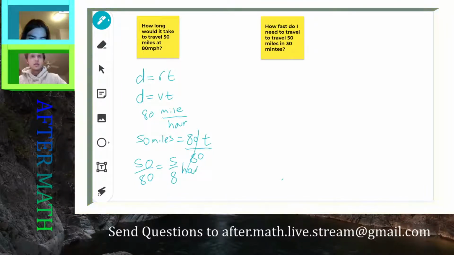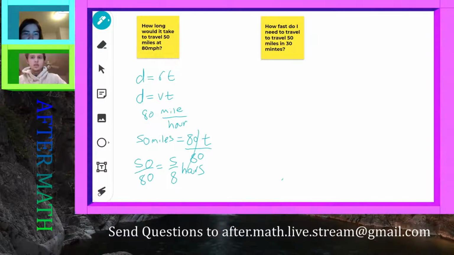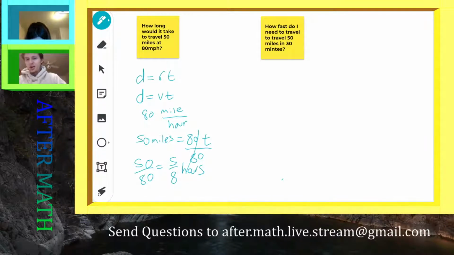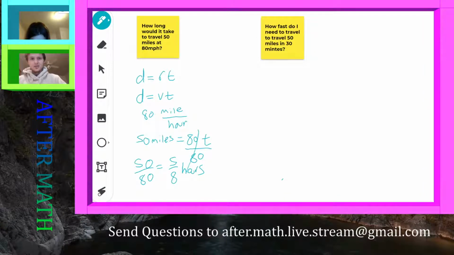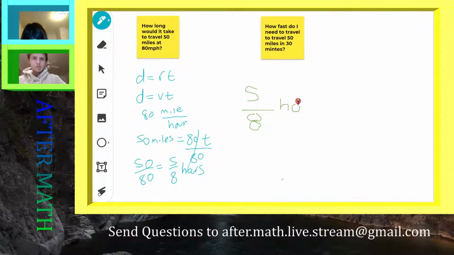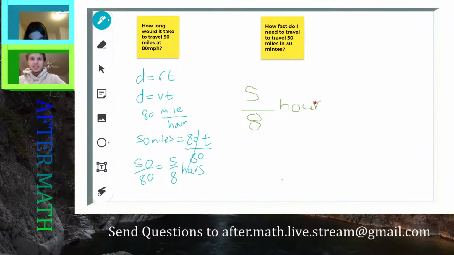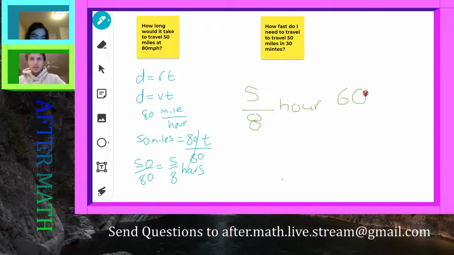So Jaden, what would we do if we wanted to turn this into minutes? Because I don't know what 5/8 of an hour is. Okay, so we need to figure out how many minutes are in an hour. Most people know that. You'll be surprised though. So there's 60 minutes in 1 hour, right? So if we start with this 5/8 of an hour, we have 60 minutes for every hour. That's an H. And this is minutes up here.